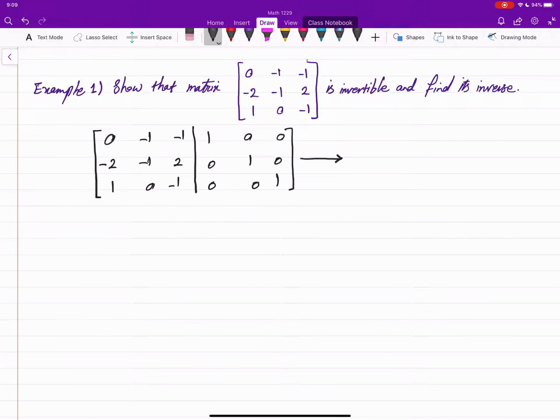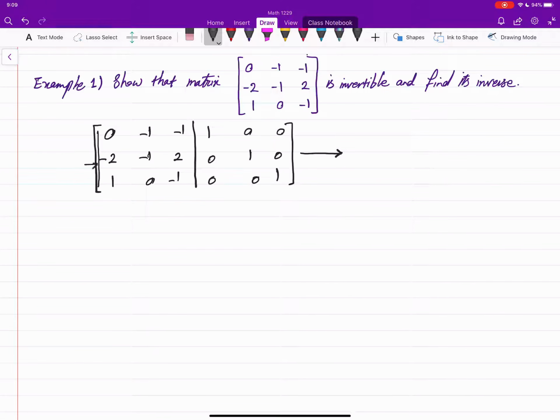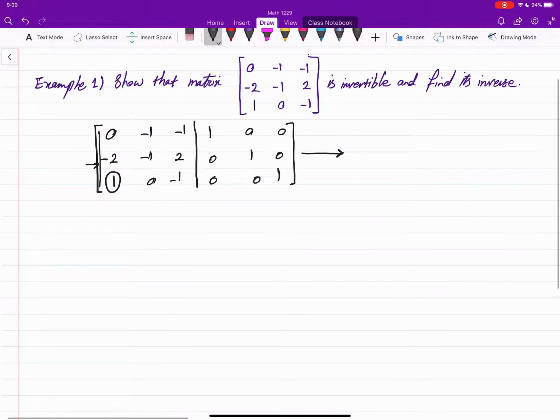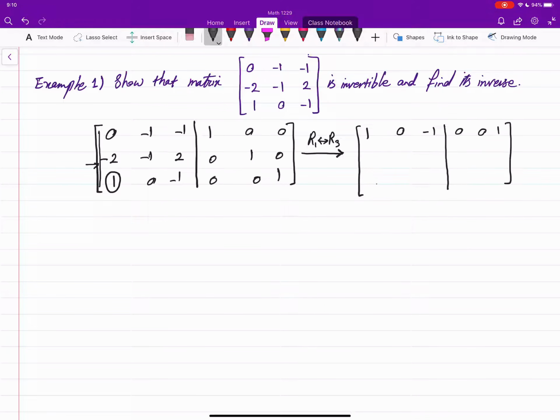Move from left to right, and stop whenever you hit a non-zero entry. Choose one of these to be your leading one. I choose this one to be my next leading one. So for that, choose it, move it, turn it to 1. Here, I interchange row 1 and row 3. So row 1 becomes 1, 0, negative 1, 0, 0, 1. Row 3 becomes 0, 1, negative 1, negative 1, and then 1, 0, 0.